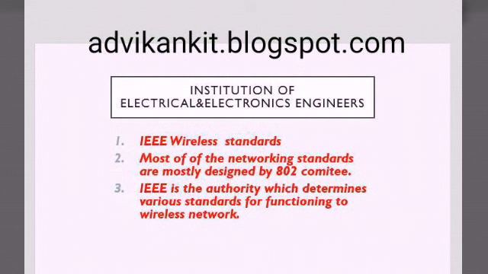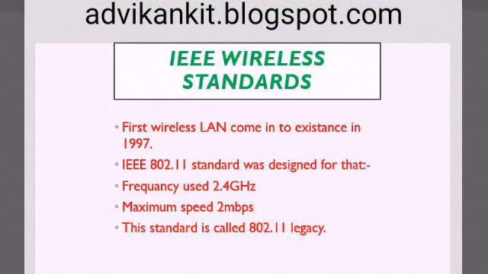IEEE wireless standards in 1999. 802.11a and 802.11b were introduced in the same year. The frequency in 802.11a was 5 GHz and the maximum speed is 54 Mbps, and in 802.11b the frequency is 2.4 GHz but the maximum speed we can gain here is 11 Mbps. Now in IEEE 802.11 you see the frequency used is 2.4 GHz but the speed is low, 2 Mbps, but in 802.11b the maximum speed is 11 Mbps.